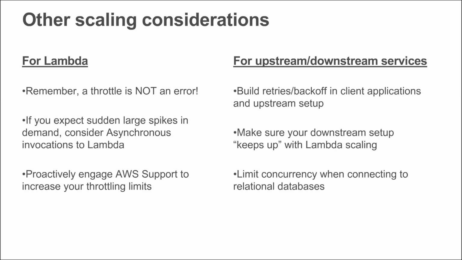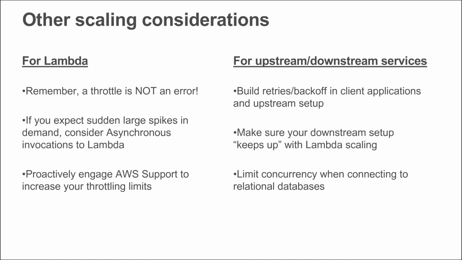Also, on the upstream service, try to implement some sort of retry or back-off algorithm, especially if you control the client application. Also, make sure that your downstream setup keeps up with Lambda. Now, we've heard a lot of customers say Lambda actually scales too fast for me to handle my downstream setup.